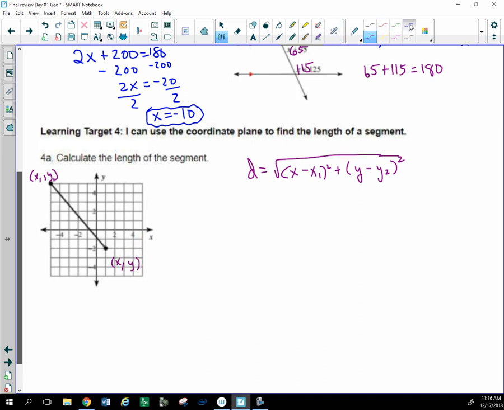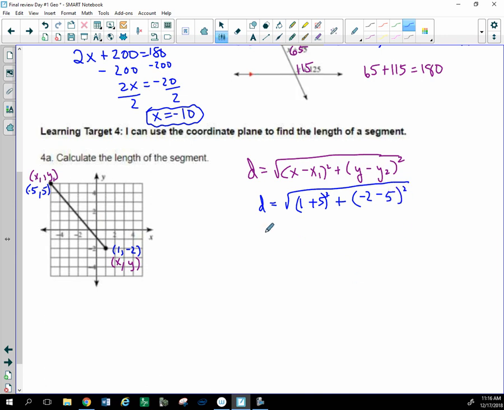The ordered pairs that I'm going to use: this ordered pair is 1, negative 2. And this ordered pair looks like it is negative 5 and 5. Those are the values that I'm going to use. When I substitute them into my distance formula, I'm going to say 1 minus negative 5. Then the next one, I start with negative 2, and I'm going to subtract away 5, because those are the y values.